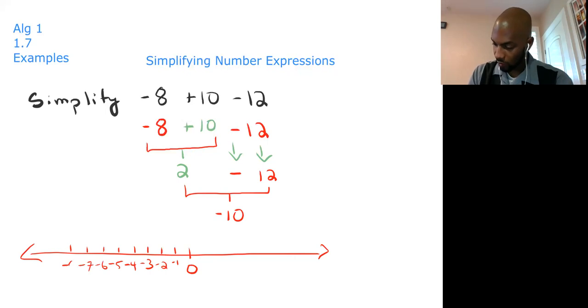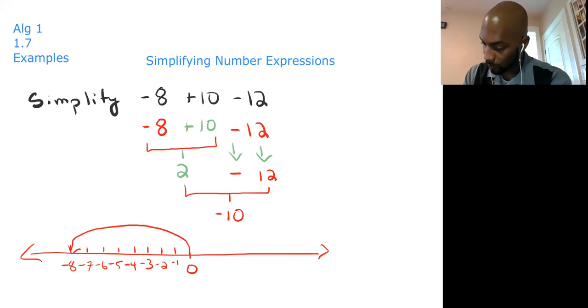I check to make sure I didn't lose anything, okay? So I've gone to the left 8. That accounts for -8. Okay? Then my next step was to add 10. So adding 10 was going to the right 10. So let's go to the right 10.